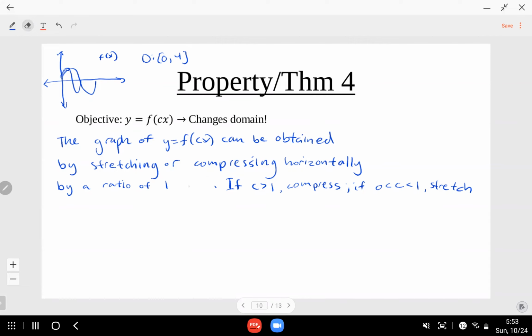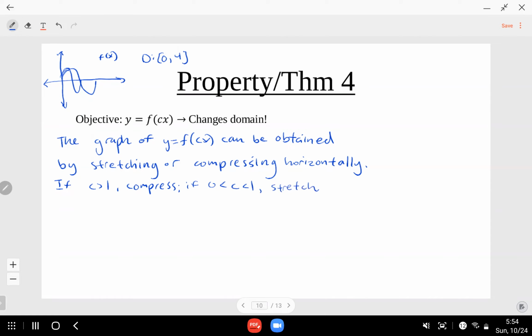Really. This part is okay. So, hold on. Just compressing horizontally, because it's not stretching and compressing, it's on a different ratio. Okay, so horizontally, and if you write this again, if c is greater than 1, compress. If c is between 0 and 1, stretch.